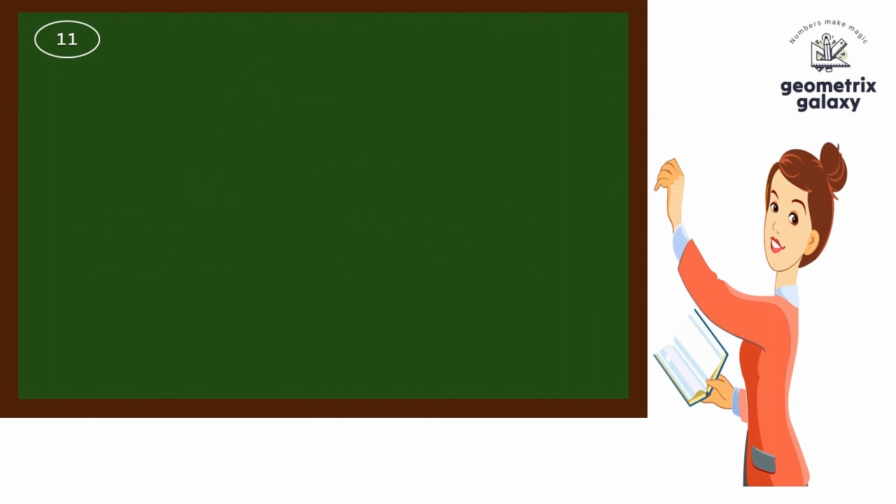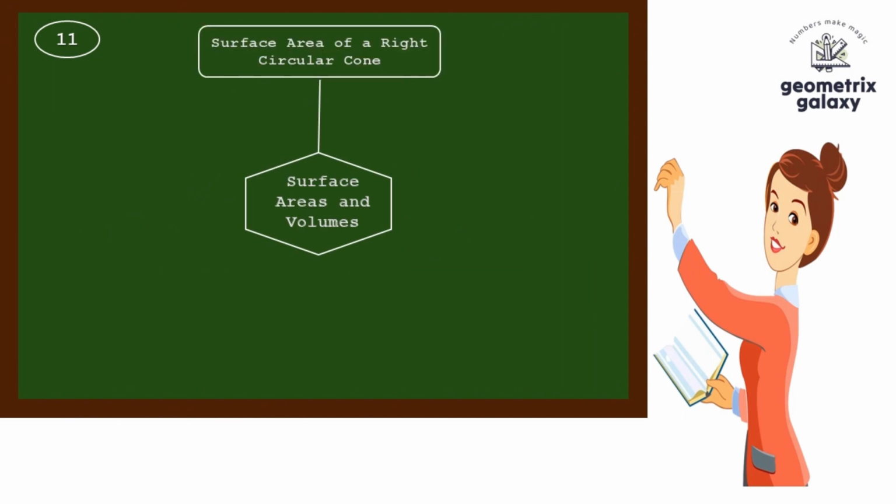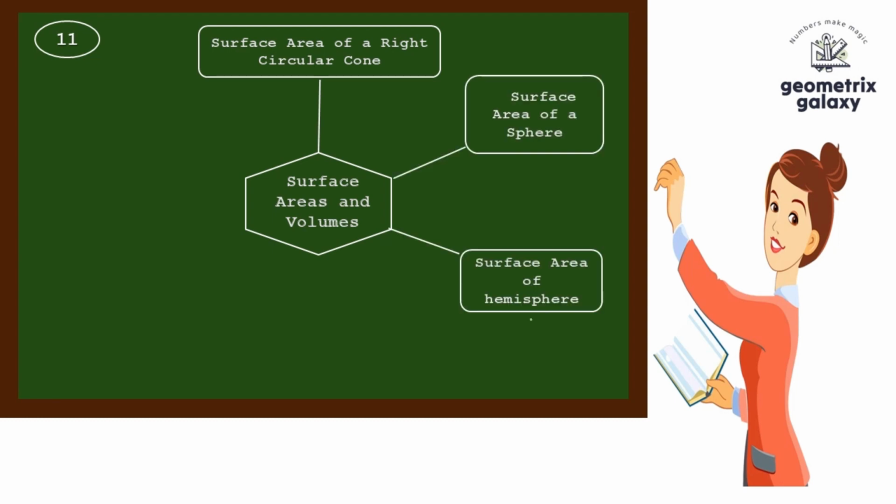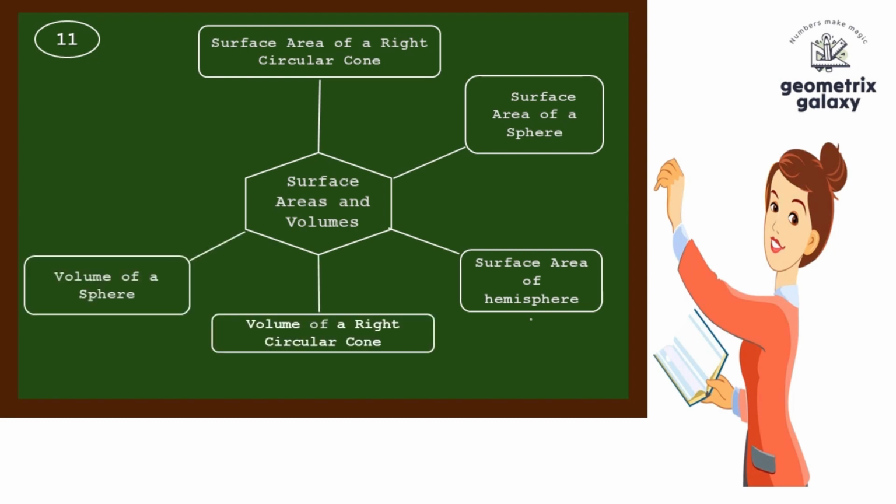Our 11th chapter is surface areas and volumes. Here we will study how to find the curved surface area and the total surface area of the right circular cone, sphere and hemisphere. Then we will also study how to find the volume of a cone, sphere and hemisphere. Here we need to remember the formulas to find the area and volume. I will explain to you clearly the derivation of formulas so that you will never forget them. Here you need to concentrate on calculations to get accurate answers.